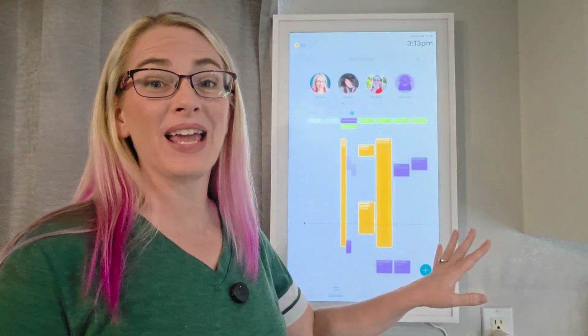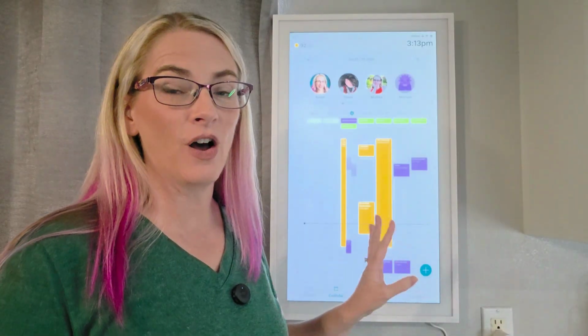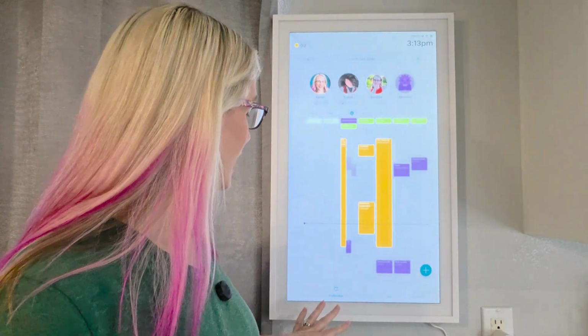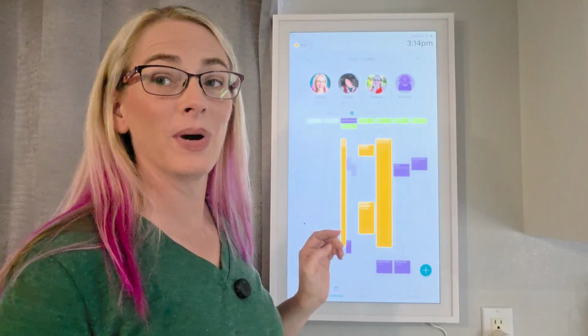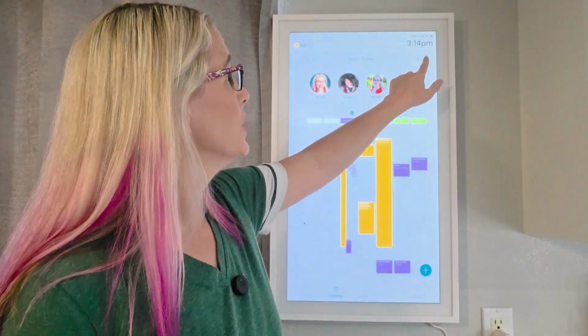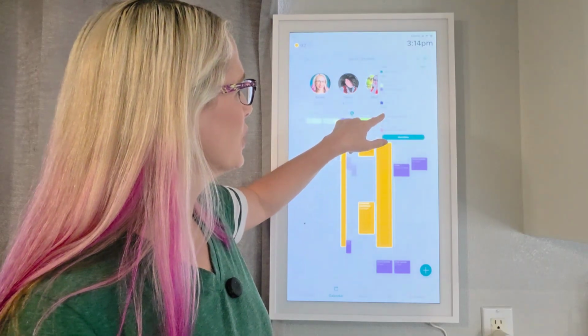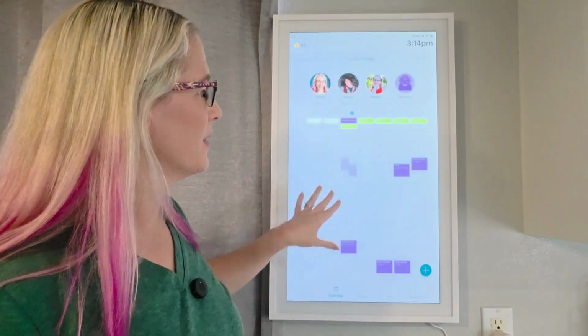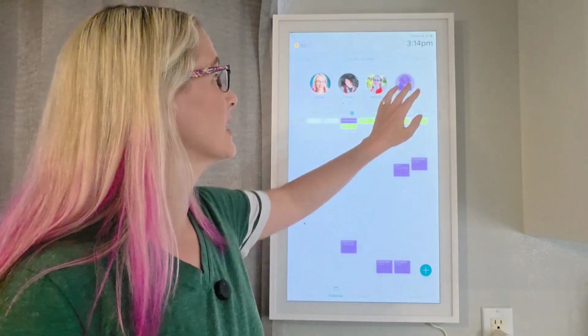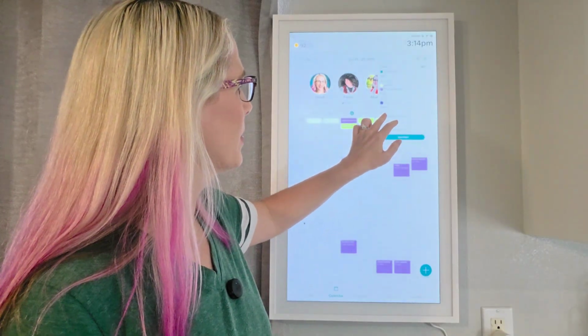Now, this is the display mode that has always been on the Hearth Display. It's just this calendar where you can see all of the different members of your family. If you wanted to turn off a specific member, you can come in here and turn off those appointments, and then you would only see the calendar for the people you've selected. But we're gonna go ahead and turn that one back on.